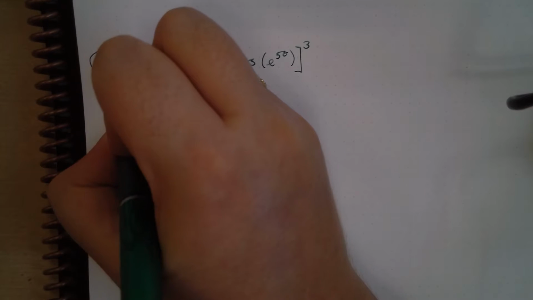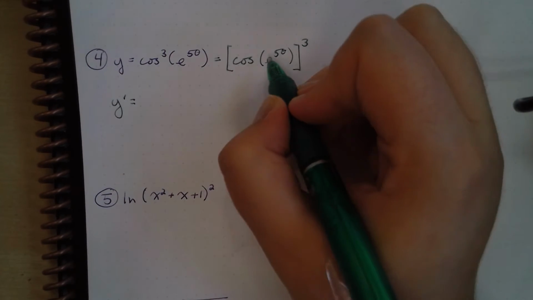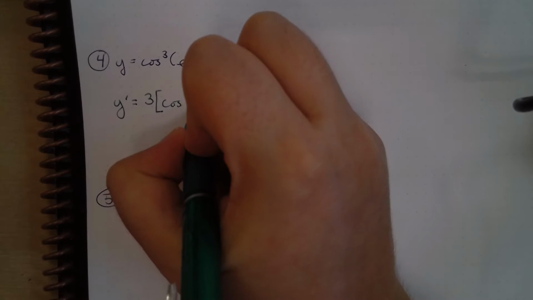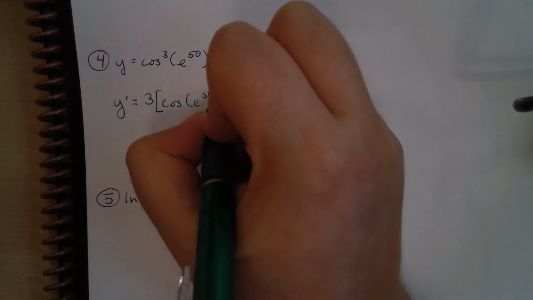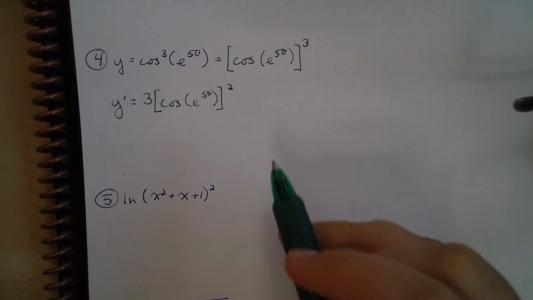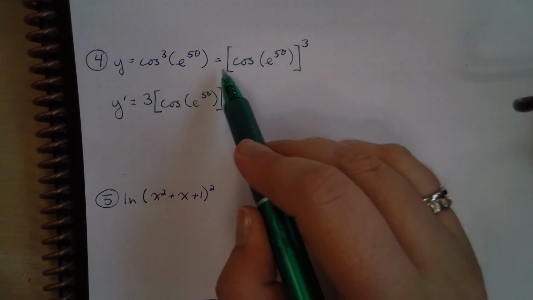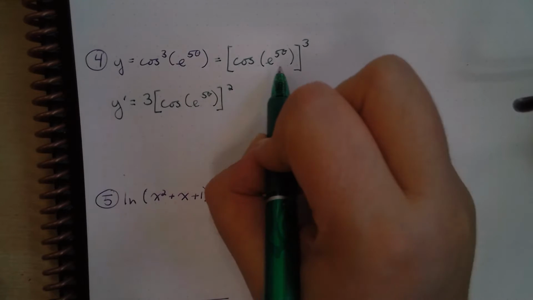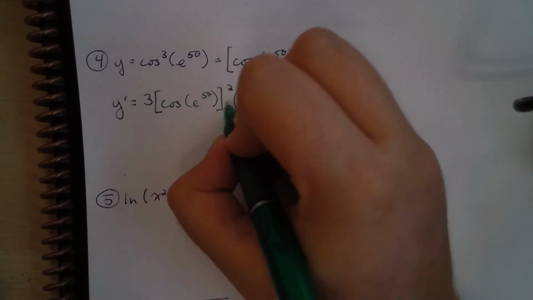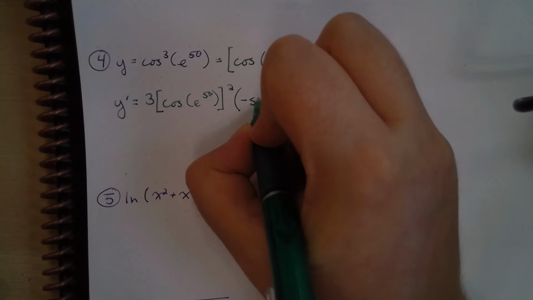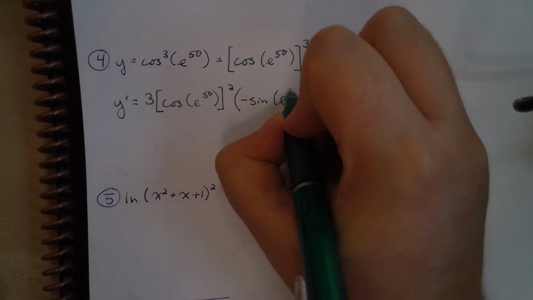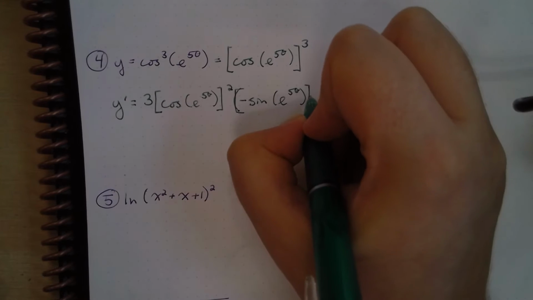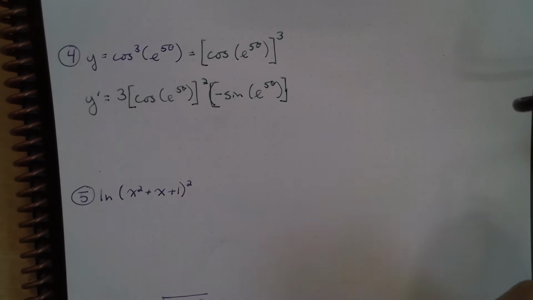So y prime is going to be equal to, first I'm going to pull out that 3. So I'm going to have 3 times cosine of e to the 5 theta quantity squared. So I've taken the derivative of the power, just like we've done before. Then I need to take the derivative of what's inside. So then the derivative of cosine is negative sine of e to the 5 theta power, right?